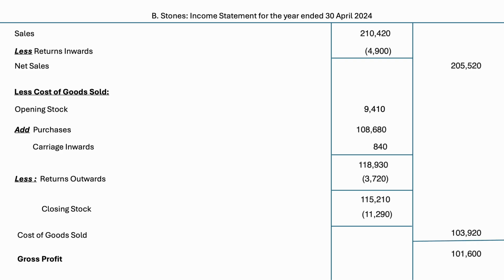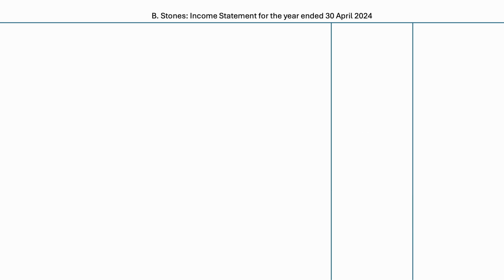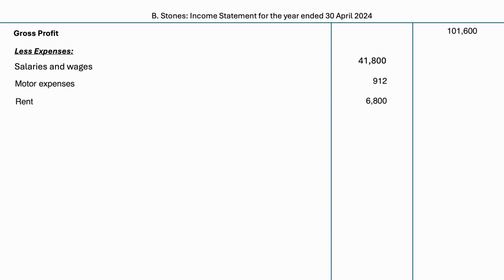After calculating the gross profit, we now calculate the net profit, and to do this, we have to subtract the expenses. The expenses are salaries and wages, motor expenses, rent, carriage outwards, and sundry expenses. We then subtract the total expenses from gross profit to get the net profit.